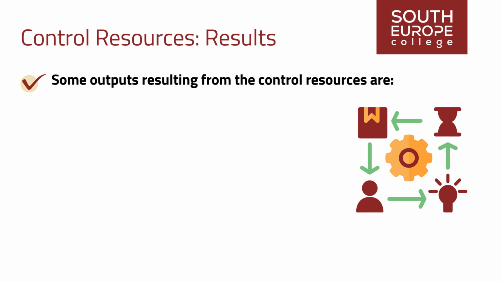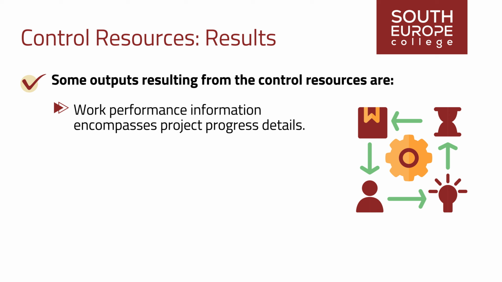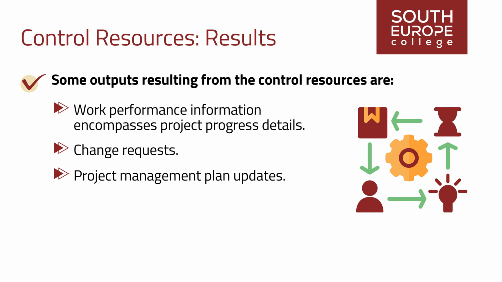Some outputs resulting from the control resources process are work performance information, which encompasses project progress details by comparing resource requirements and allocation to actual utilization across project activities. This analysis reveals potential gaps in resource availability that require attention. Change requests, project management plan updates, project document updates.